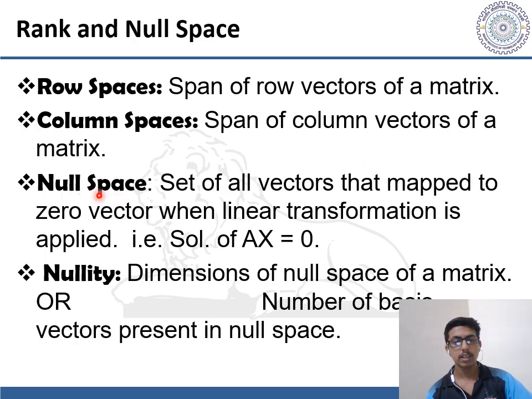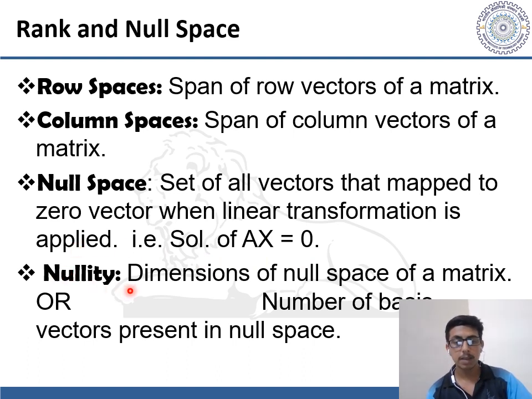Null space. Null space is the set of all vectors that are mapped to the zero vector when a linear transformation is applied. It's like the solution of the equation Ax = 0. We can also understand it like this: we have a linear system of equations of the form Ax = b, and now put b equal to the 0 vector in that equation, so we get the null space of that matrix.